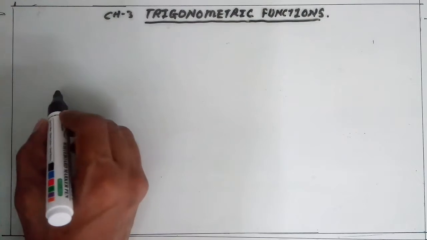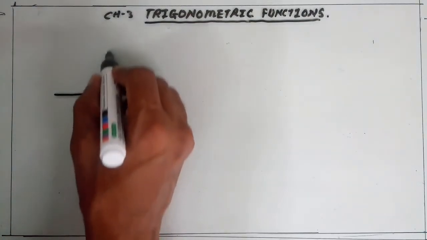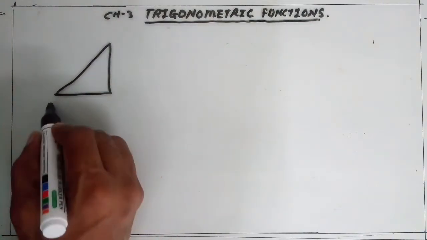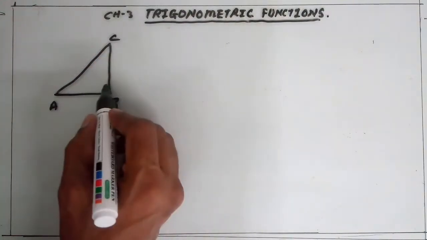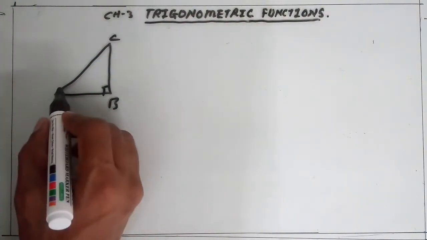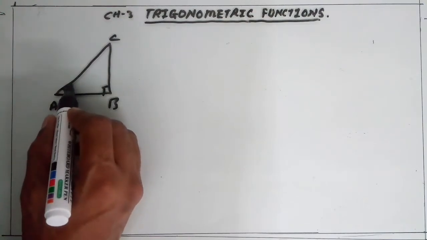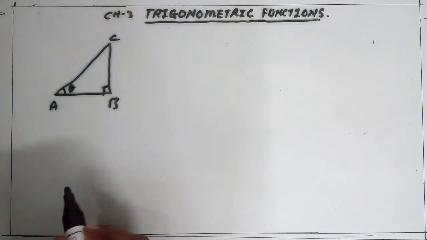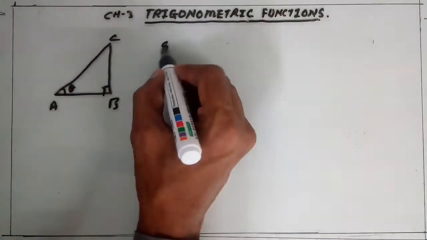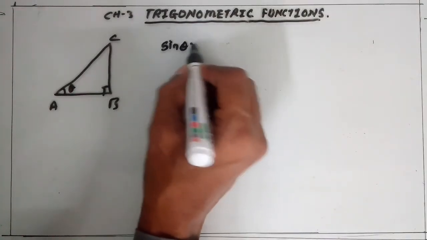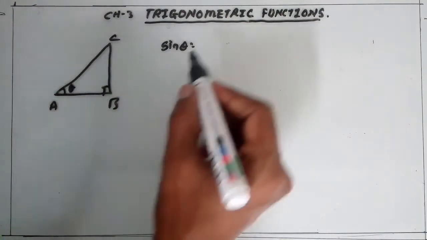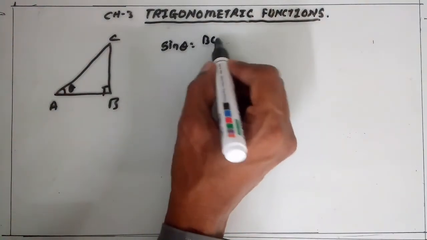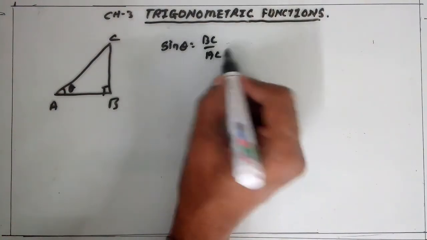You know that in a right angle triangle ABC, if B is the right angle and the measure of angle A is theta, then you know that sin theta is equal to opposite side upon hypotenuse, that is BC upon AC.